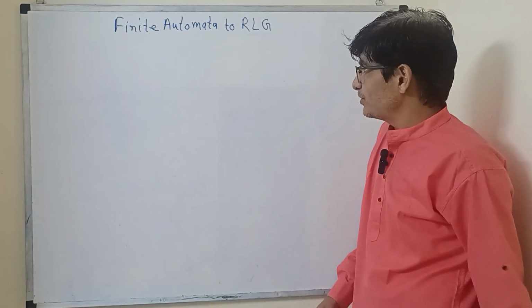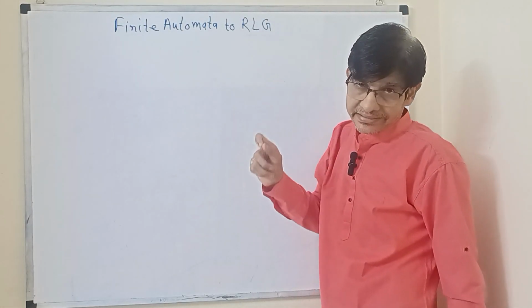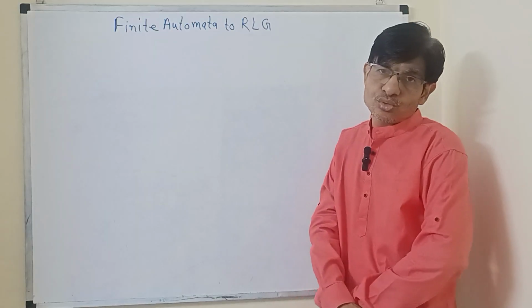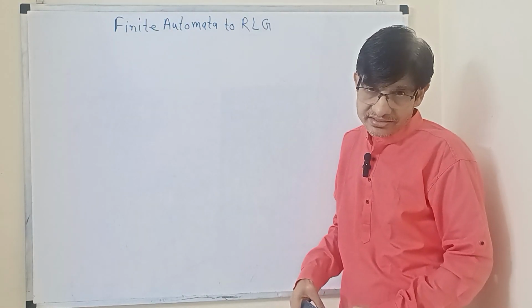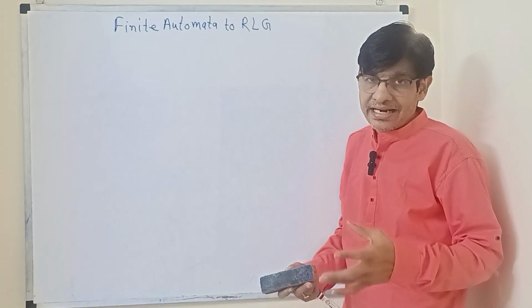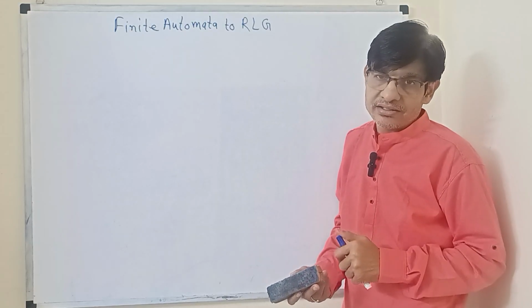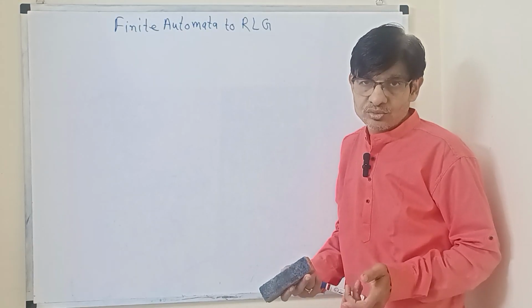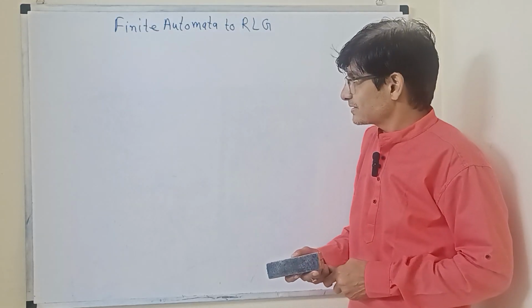So in this video, we will discuss the conversion of finite automata to RLG. RLG is right linear grammar. So as you know friends, in finite automata we have transitions, states, and input symbols, and in RLG we have variables, terminals and production rules. So how we will do this conversion, that we will discuss now.